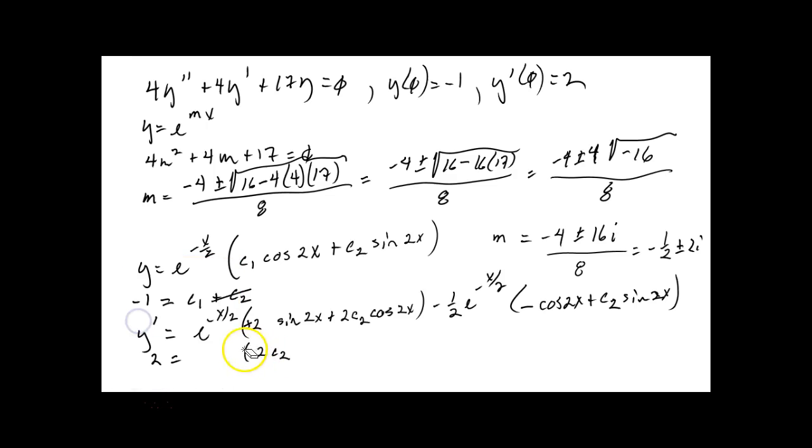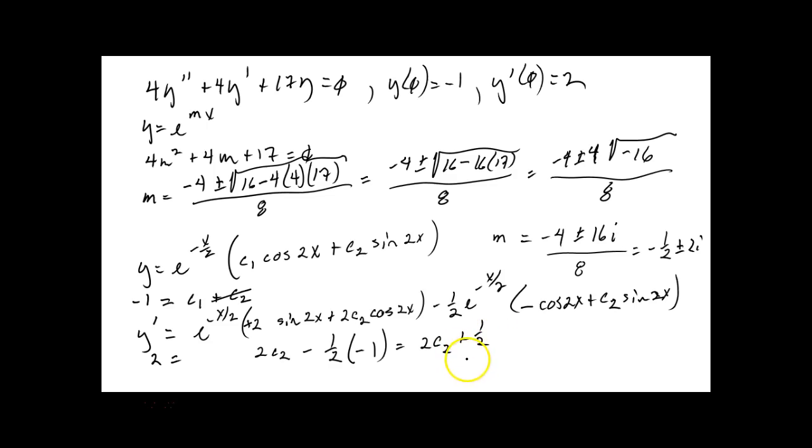I really don't need that parentheses there. That's all you get from this one. Minus 1/2 times 1, right? Times a minus 1, because cosine of 0 is 1, and then sine of 0 is 0. So that's what we got: 2 is equal to 2C2 plus 1/2.